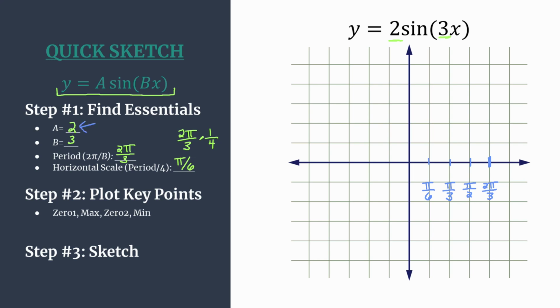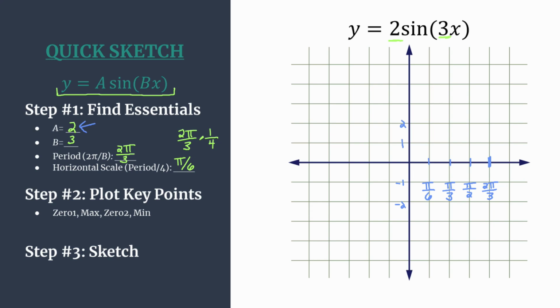Look at your value a. Usually 1's going to work well here. We know that our amplitude is going to help us set these max and min points, or at least their y-coordinates. So we'll just count by 1. All right, so we're all set up. We're ready for our key points in step 2.